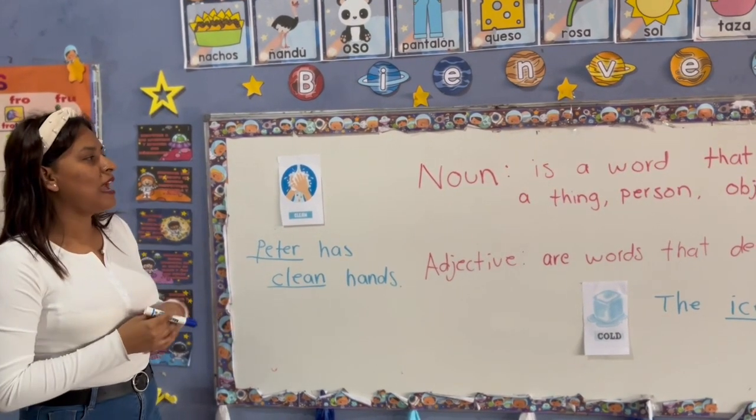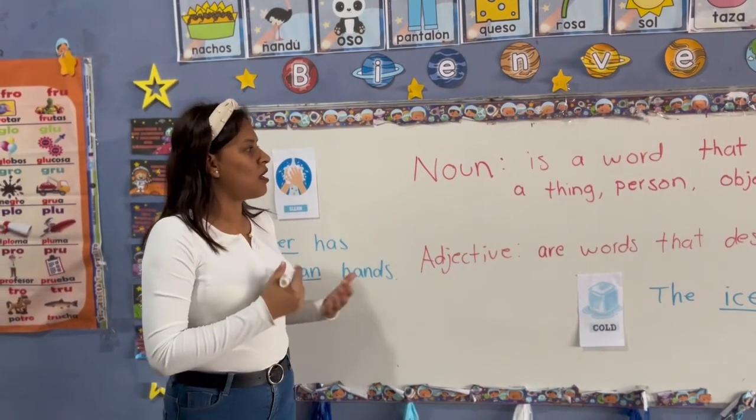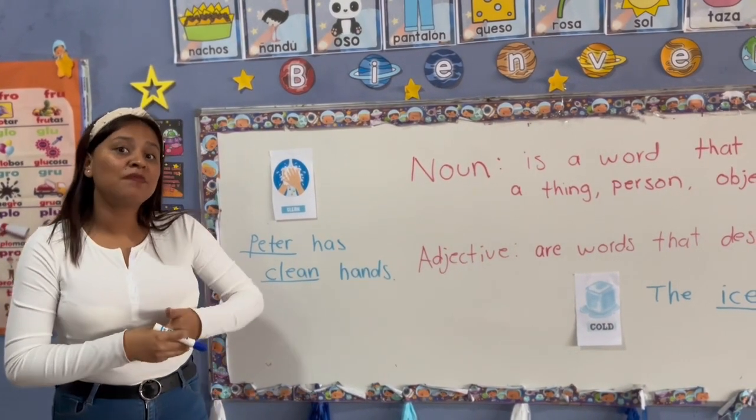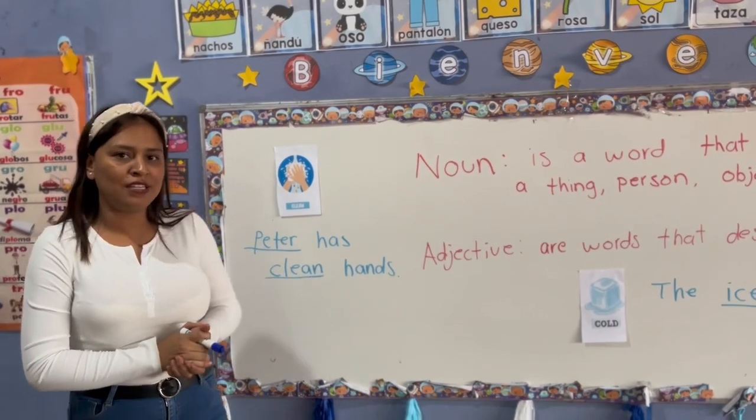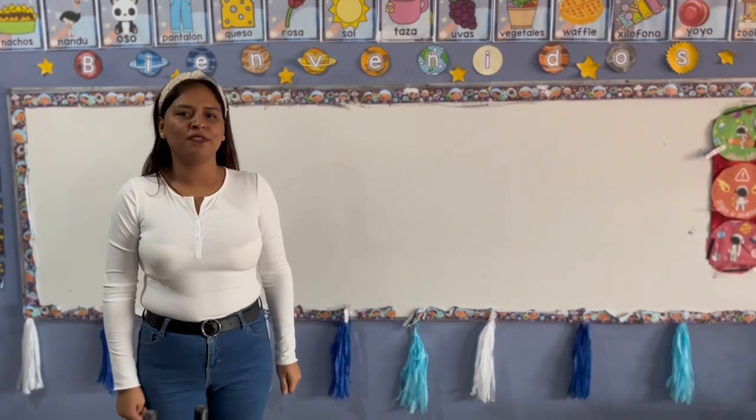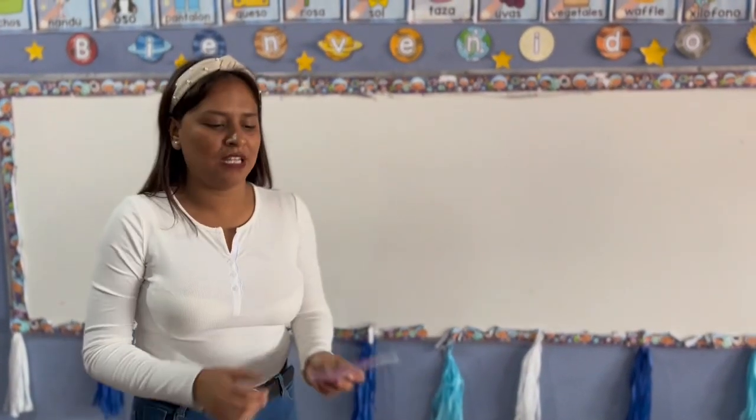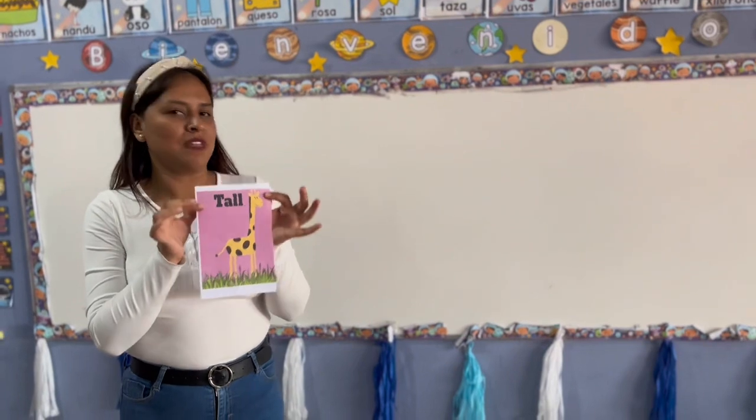So, now that we know this information and that we just talked about it, can you give me some examples of what you understand of this? Do you remember what we were talking about? Yes, nouns and adjectives. So we are going to continue working with some examples.